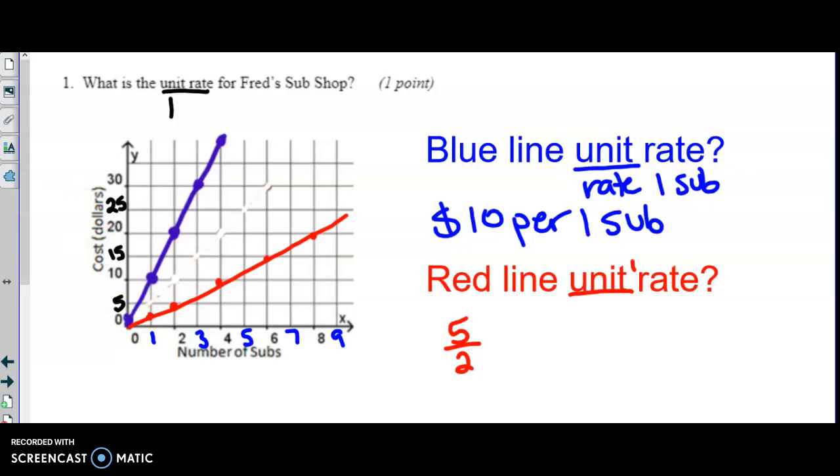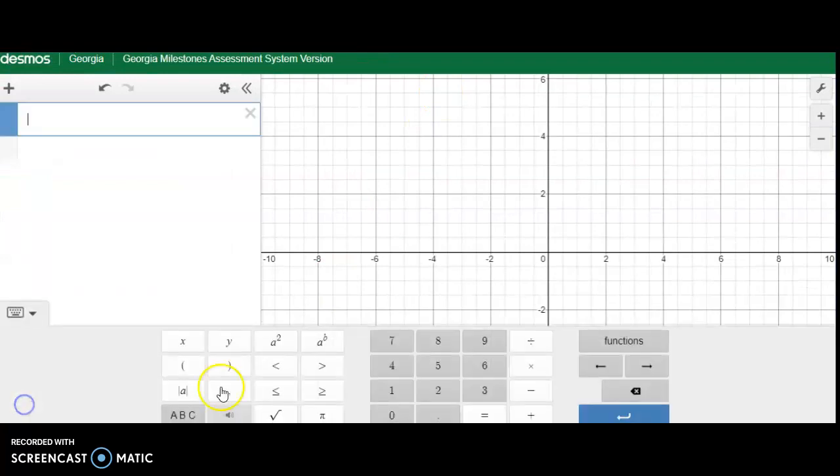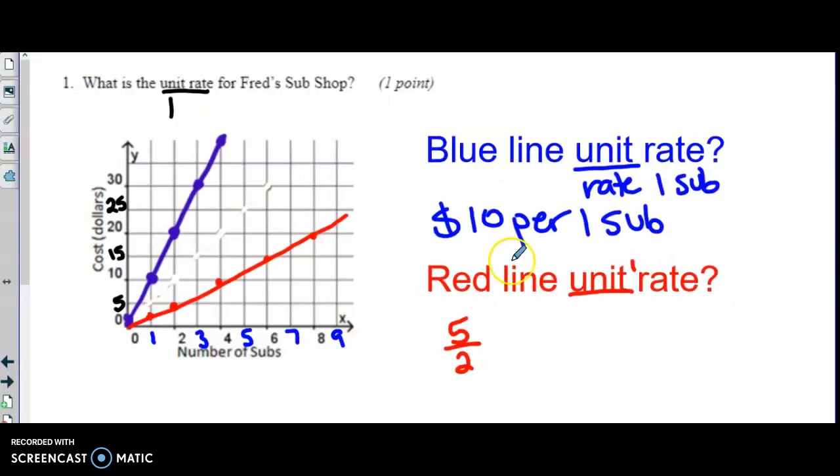Let me pull up my calculator. And you could type in 5 divided by 2, and again, it tells you that that's $2.50. So the unit rate here is not 5 over 2. The unit rate here would be $2.50 per one sub sandwich.